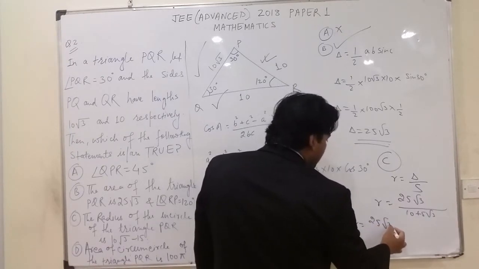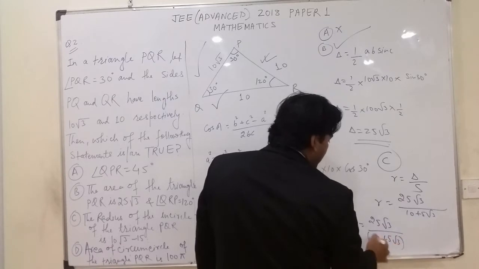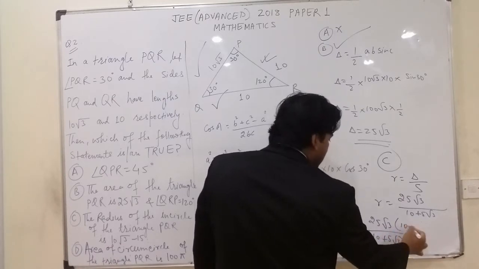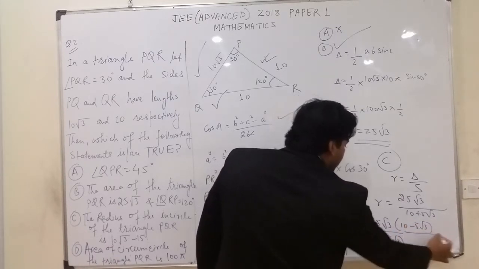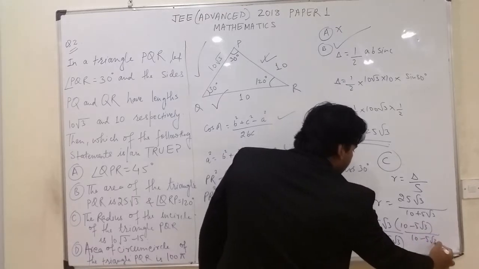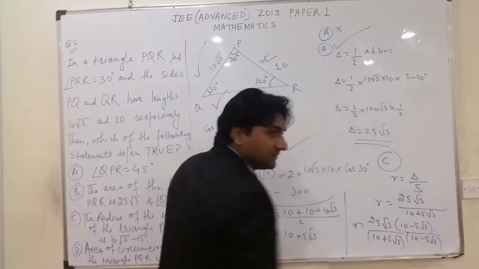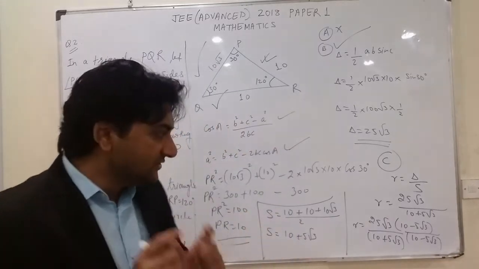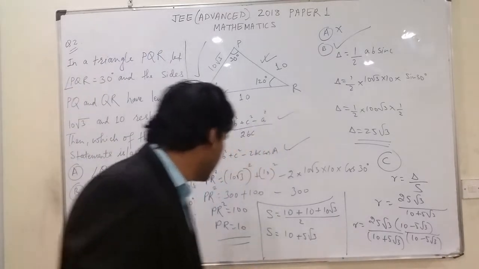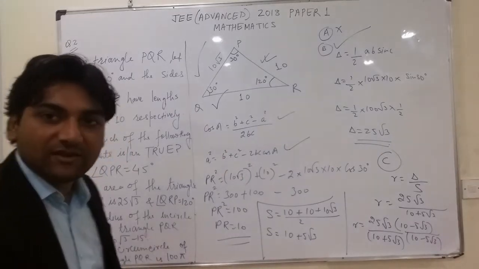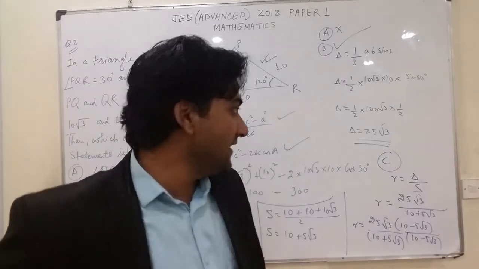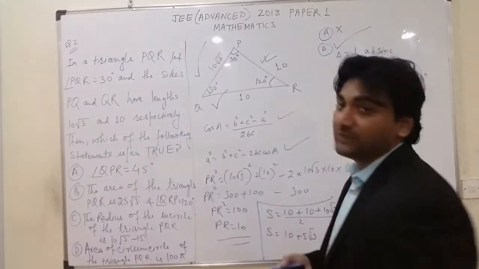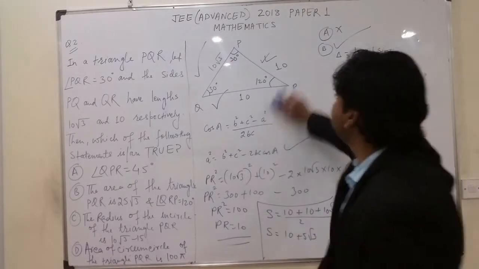So 25 root 3 over 10 plus 5 root 3, and then again times 10 minus 5 root 3 over 10 minus 5 root 3. Okay? And now we have to simplify this, and then we will try to match this small r with the information given, and if those two are equal, then we will say, yeah, option C is also right. So now I have to erase this.